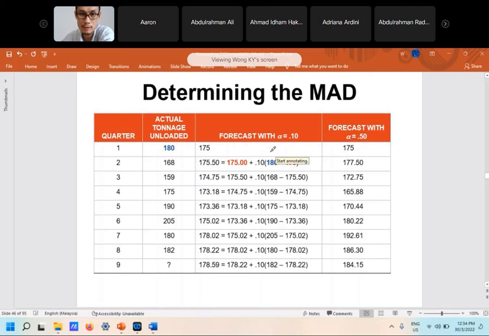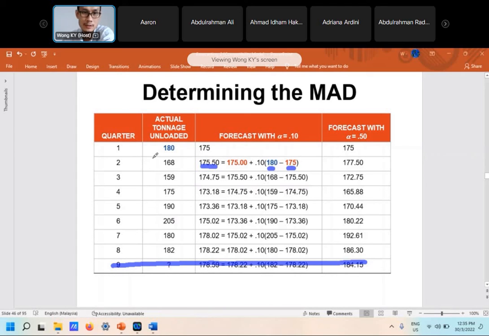Right, so how do I get 175.5? I think we already know: it is the last period forecast, which is 175, plus alpha, and then bracket the actual demand value of last period minus the forecast value of last period. So I get 175.5. So I repeat the process. I can forecast it for 8 periods. Forget about period 9, because we don't really know the actual demand yet.